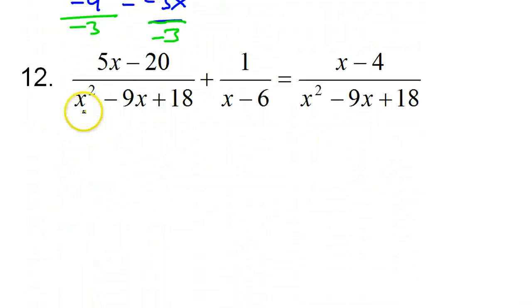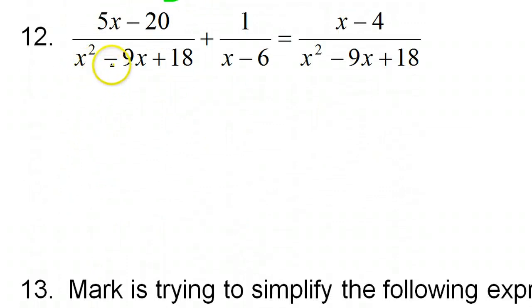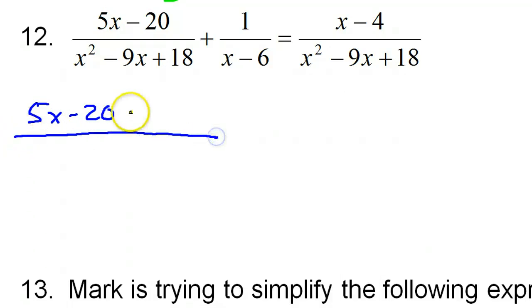All right, now number 12. Let's factor everything in the denominator so we can see what we need to multiply by. So I've got 5x minus 20. Even though there's a GCF there, 20, I really don't need to mess with that right now, because it's just going to wind up combining like terms anyway. But the denominator, got to factor that stuff.